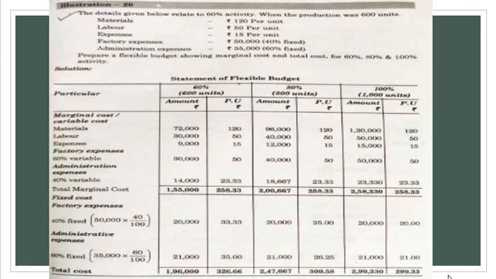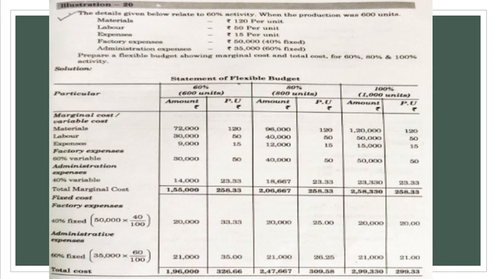So the next problem we're going to discuss is: the details given below relate to 60% capacity, when the production was 600 units. Materials are 120 per unit, labor 50 per unit, expenses 15 per unit, factory expenses 50,000, out of which 40% is fixed, so the remaining 60% is variable. Then we have administration expenses of 35,000, out of which 60% is fixed, so the remaining 40% is variable. Prepare a flexible budget showing marginal cost and total cost for 60%, 80% and 100% capacity.